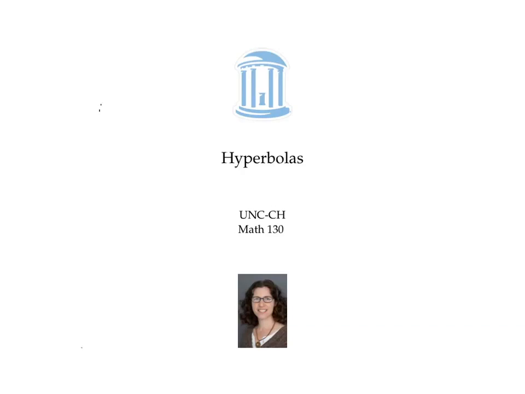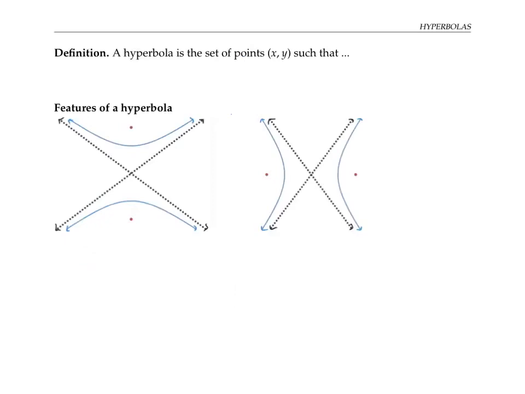This video is about hyperbolas. You might recall that an ellipse is the set of points (x, y) such that the sum of the distances between (x, y) and two fixed points, called the foci, is a constant. Well, a hyperbola is the set of points (x, y) such that the difference of the distances between (x, y) and two fixed points, called the foci, is a constant.